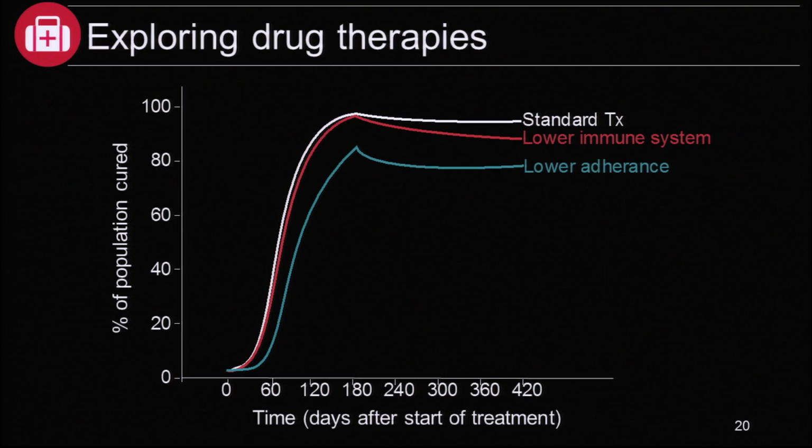And then comparing, similar to what Radha mentioned this morning, if we look at low adherence in patients and low immune system, we see that these are real risk factors, especially low adherence, with fewer patients reaching a positive outcome and also taking a longer time for them to reach that outcome.